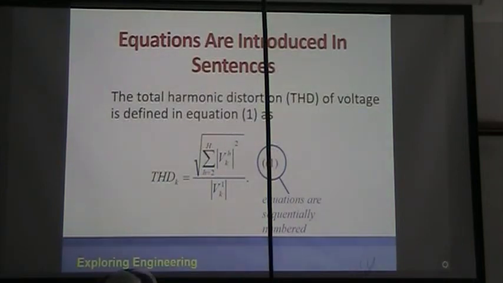Okay, so when we put in an equation, we do it as part of a sentence. The total harmonic distortion, THD, of voltage is defined in equation 1 as THD_K equals the square root quantity of the summation from H equals 2 to capital H of the absolute value of voltage K given H squared, divided by the absolute value of voltage K at 1.